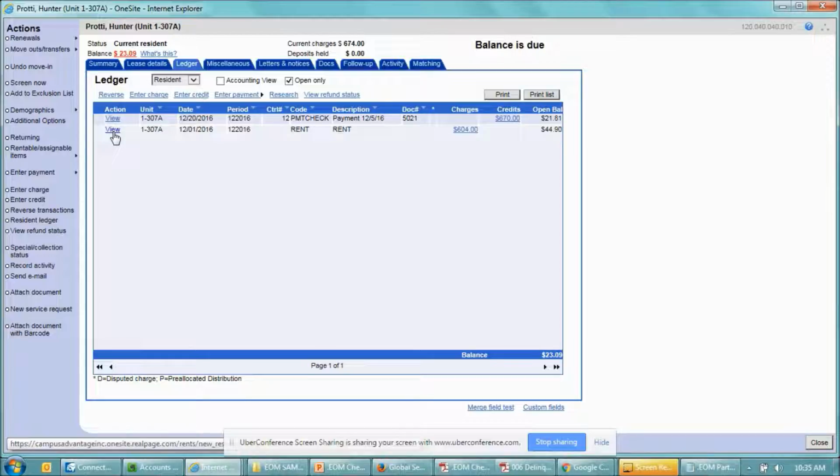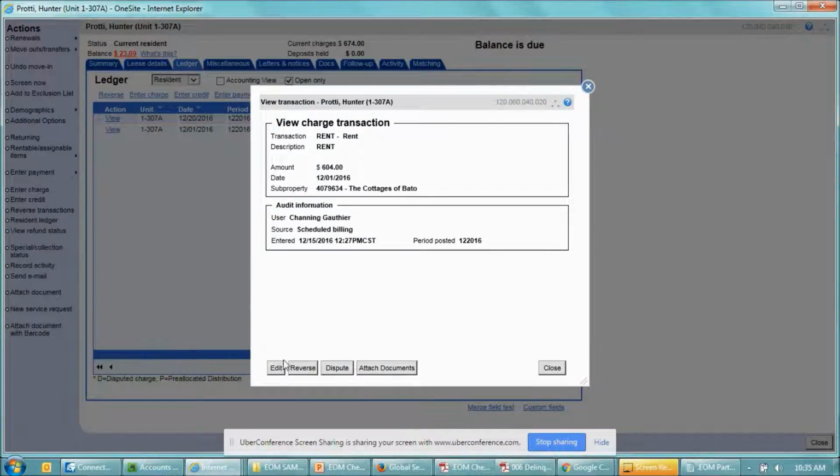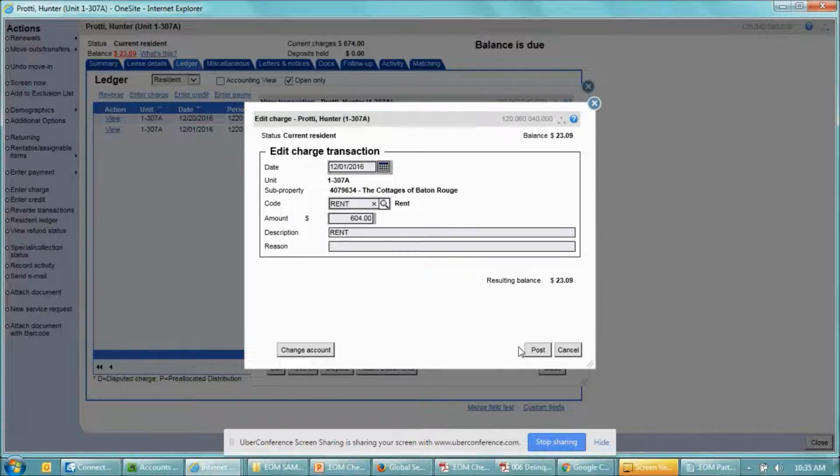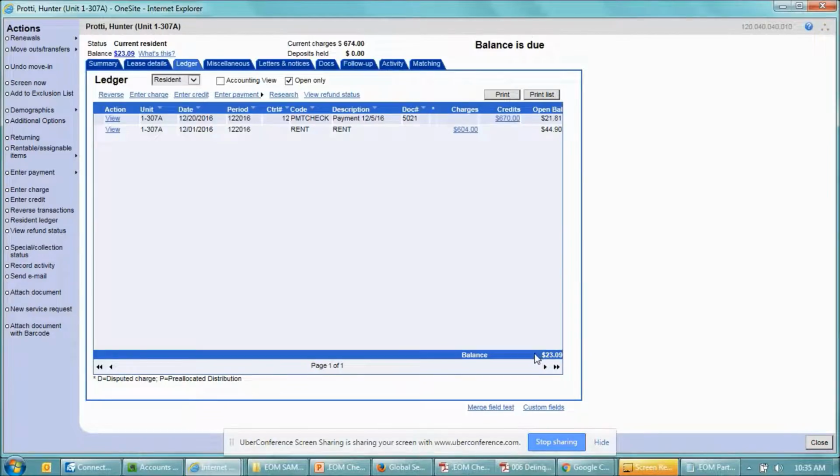But one of the primary things I like to do to try and fix this is just click View next to the rent, open it up, hit Edit, and then just hit Post and see if that will reset the transaction and fix it. I don't know if it did. Okay. And so I call it a reset, where it just resets that transaction code.